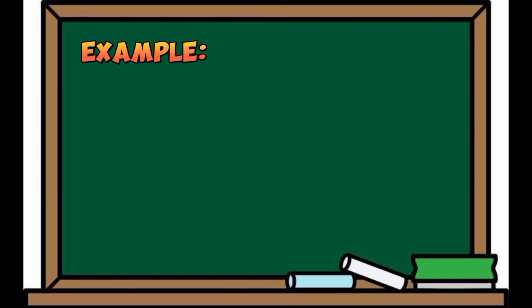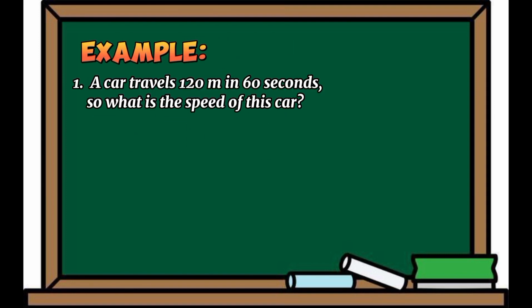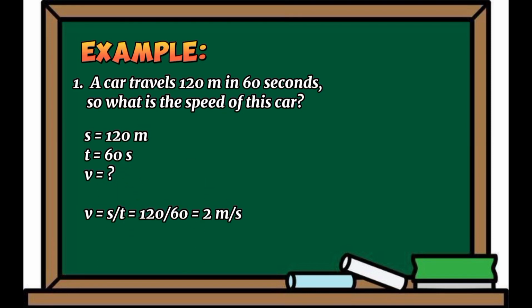For example, a car travels 120 meters in 60 seconds. So, what is the speed of this car? In this situation, we know the distance is 120 meters and the time is 60 seconds. So, the speed equals the distance over the time. So, 120 over 60 equals 2 meters per second.